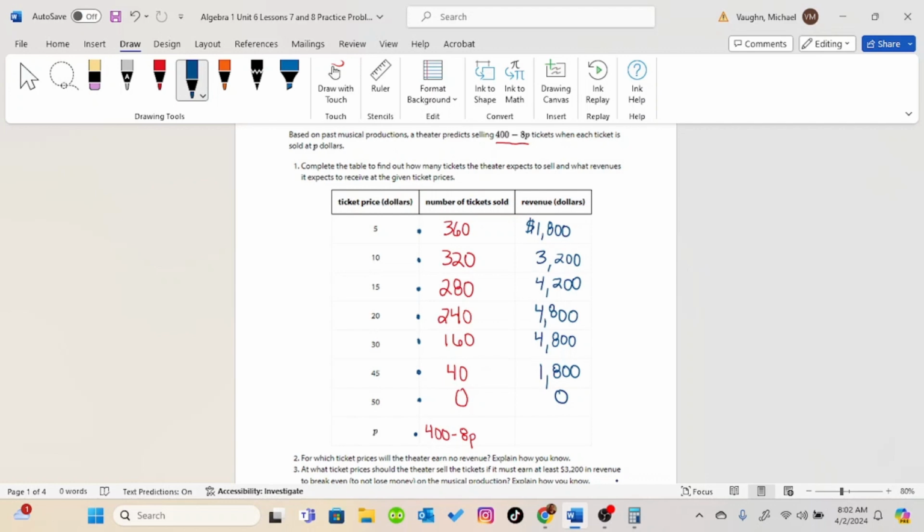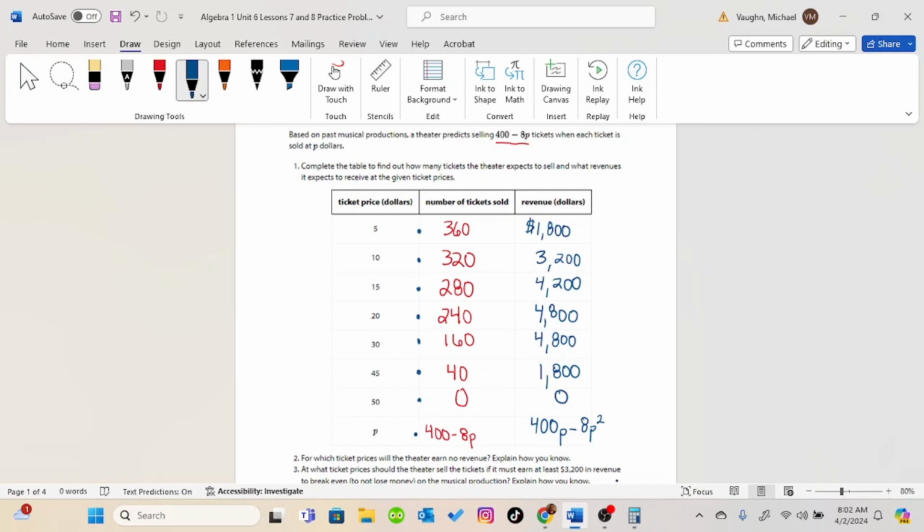And the generic expression becomes 400p minus 8p squared. So now you can see that revenue is a quadratic function.